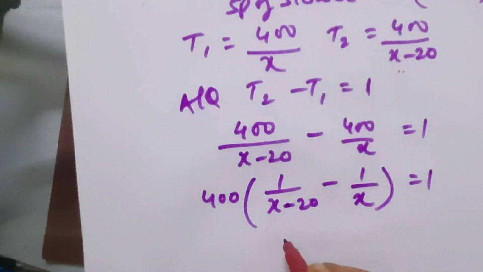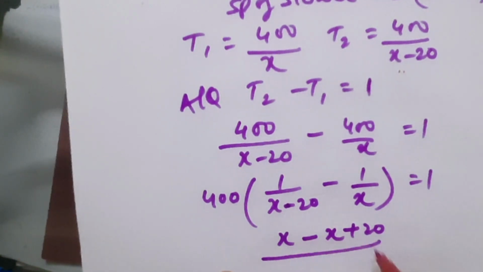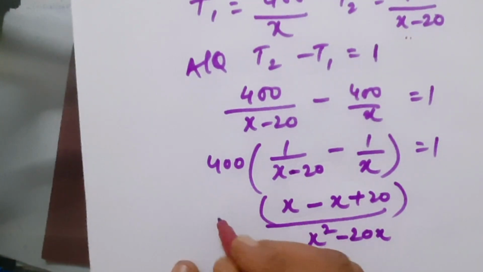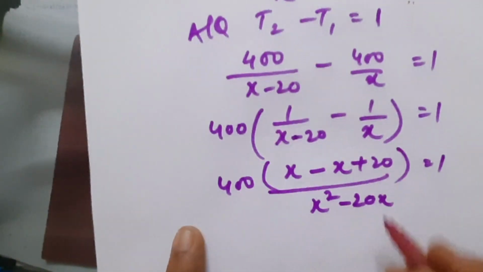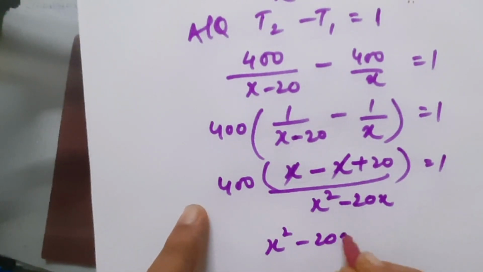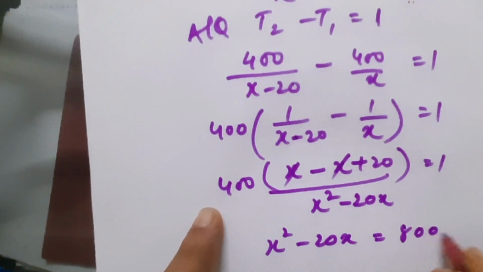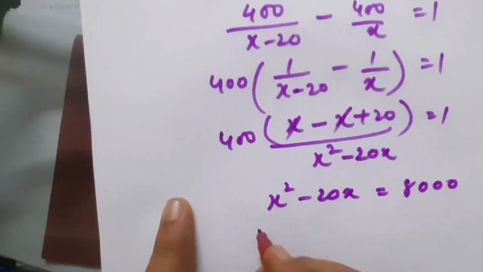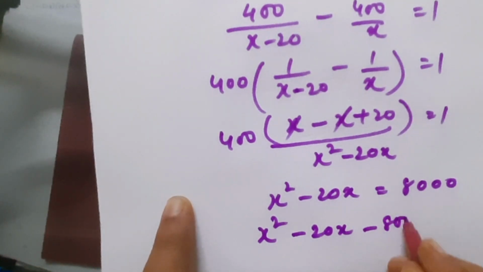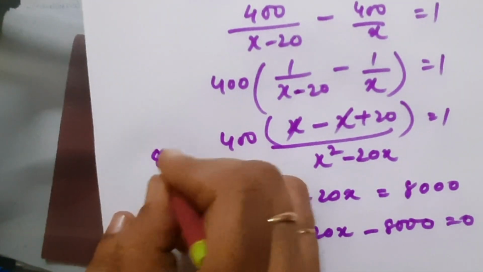Now we are doing cross multiplication. So it's x minus, minus plus 20, the whole multiplied by x square minus 20x is equal to 1. Now x will get cancelled. Cross multiplication: x square minus 20x is equal to 400 multiplied by 20. It's 8000. Now we need to find factors of 8000. X square minus 20x, shifting 8000 towards the left, so it's minus 8000 is equal to 0. Let's find out factors of 8000.